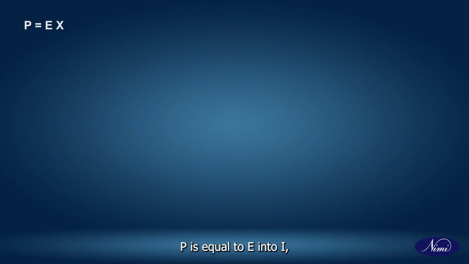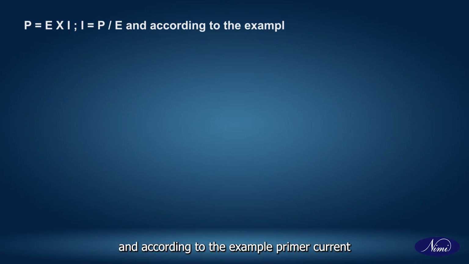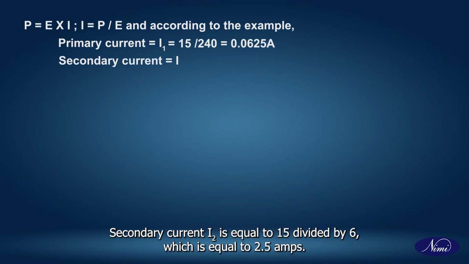Step 6. Calculate the size of the wire with respect to the input power. P is equal to E into I, I is equal to P by E. According to the example, primary current I1 is equal to 15 by 240, which is equal to 0.0625 amps. Secondary current I2 is equal to 15 divided by 6, which is equal to 2.5 amps.